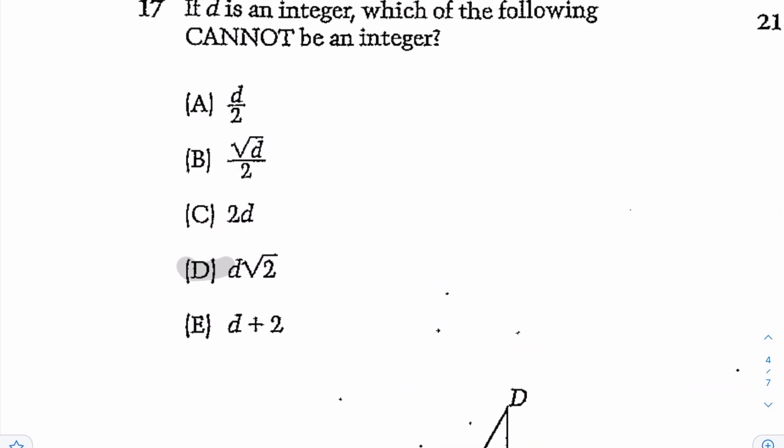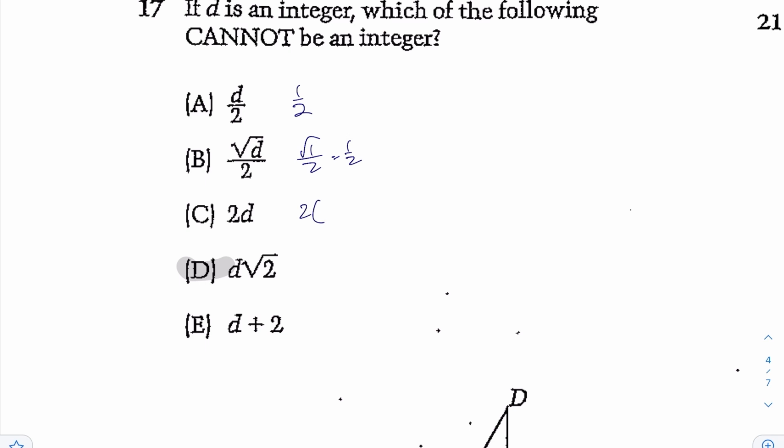Okay, next for number 17, if D is an integer, which of the following cannot be an integer? So just go through all the choices. An easy integer you can use, again, just a whole number, 1, for example. So go through all the choices. Choice A, 1/2, that's not an integer, so maybe that's the answer. Choice B is the square root of 1/2. That's also equal to 1/2. That's probably not an integer. So that's not an integer, actually. So that could be the answer.